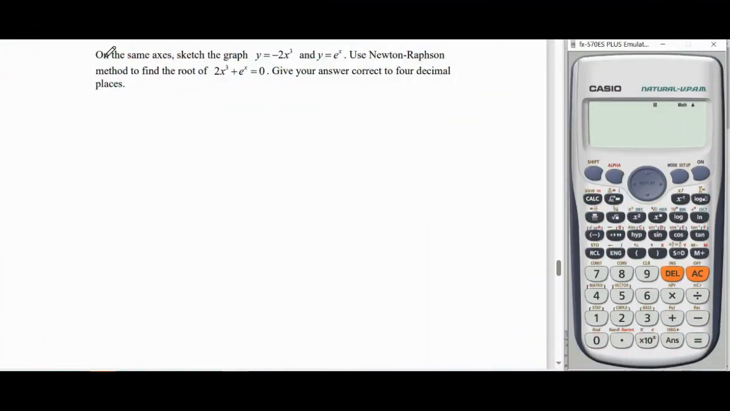Hi everyone. On the same axis, sketch the graph of y equals negative 2x cubed and y equals e^x. Then use the Newton-Raphson method to find the roots of this nonlinear equation. Give your answer correct to four decimal places.